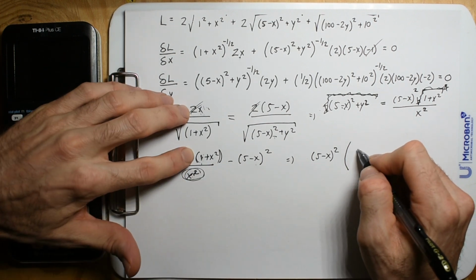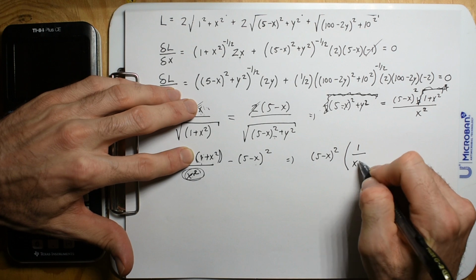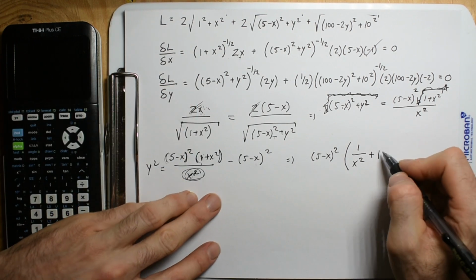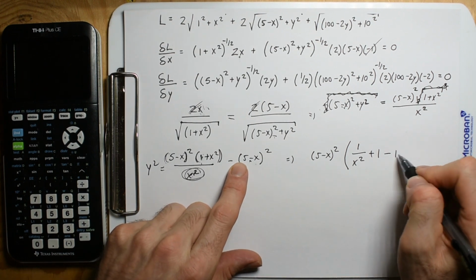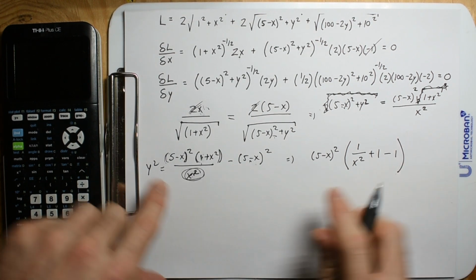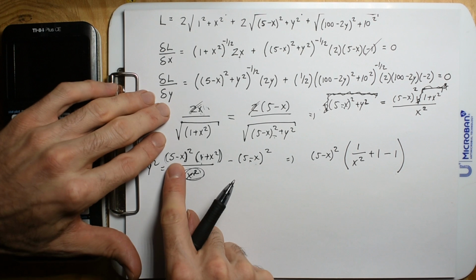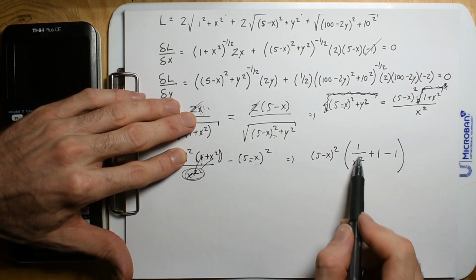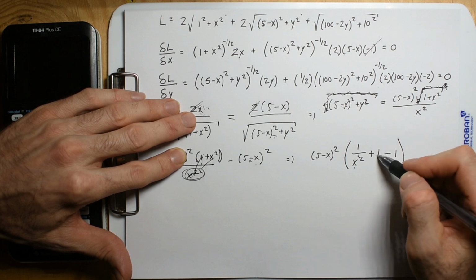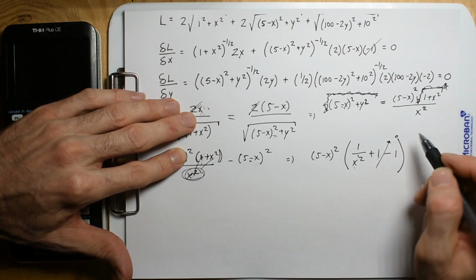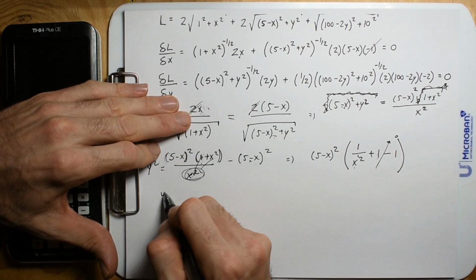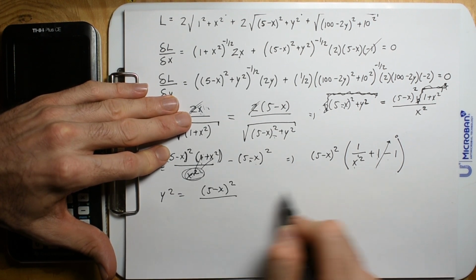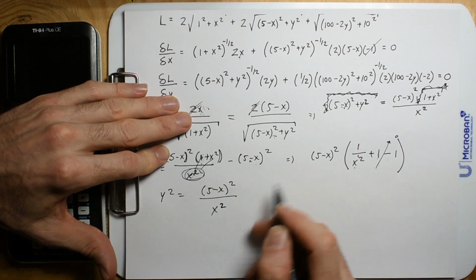Alright, so I'm just going to do this as 1 divided by x squared, plus 1. Cool. And then this is going to be minus 1. Alright, so there we go. So when I factor out this (5 minus x) squared, and then I quickly put this under both of those, this is what happens. This 1 minus 1 cancels. And now I'm left with y squared is (5 minus x) squared divided by x squared. So now we're good to go.